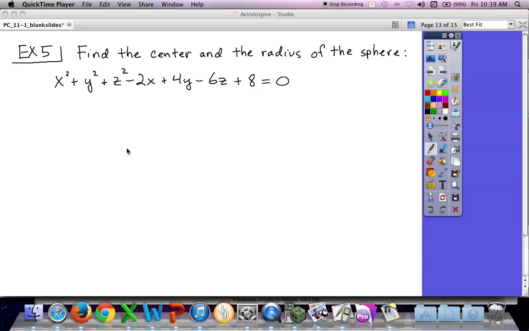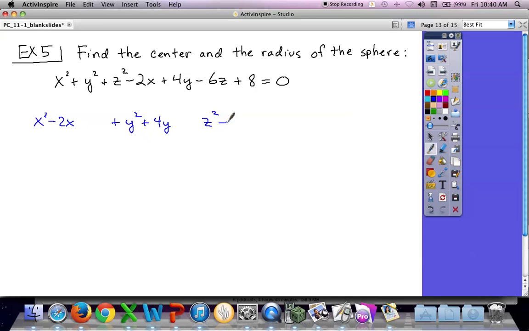Okay, so we have to complete the square for each variable that's there. So we need to write the x's together, right? So it'll be x squared minus 2x. We need to write the y's together. That would be y squared plus 4y. And we need to write the z's together. That'll be z squared minus 6z. And then we'll put the 8 on the other side, so now it's negative 8.